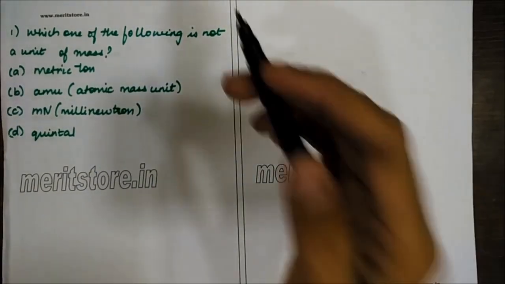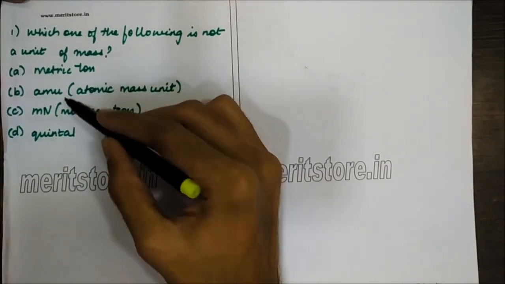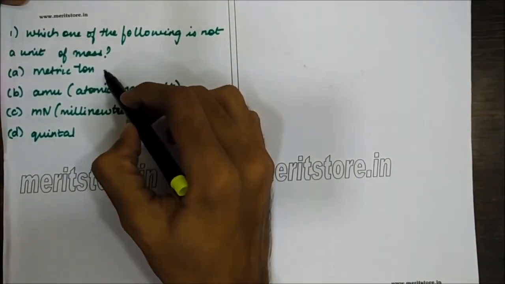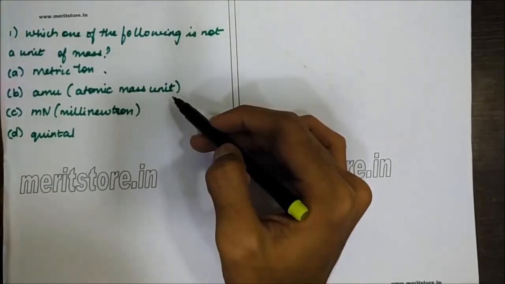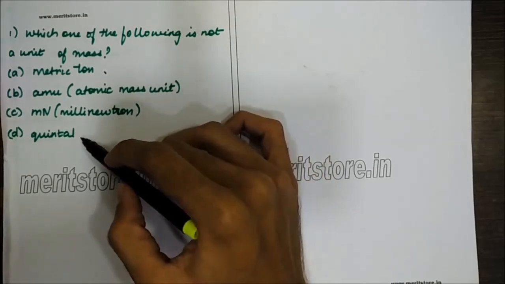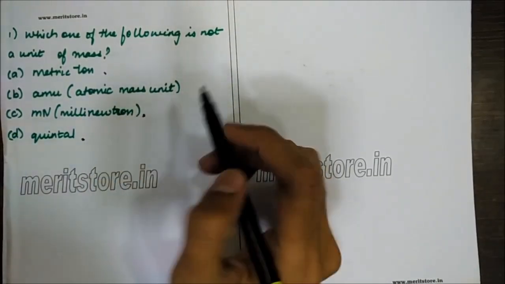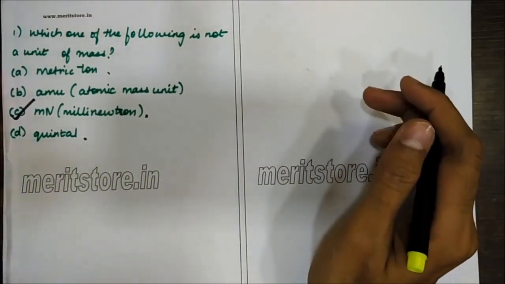Okay. So, question number one: which of the following is not a unit of mass? Metric ton, atomic mass unit, millinewton, or quintal? Metric ton again we use for measuring the mass. Atomic mass unit gives you the mass of an atom, and quintal is again used to measure the mass of a material. Millinewton is not a unit of mass, hence the correct option is C, millinewton.